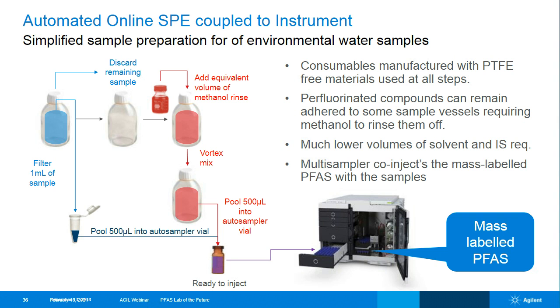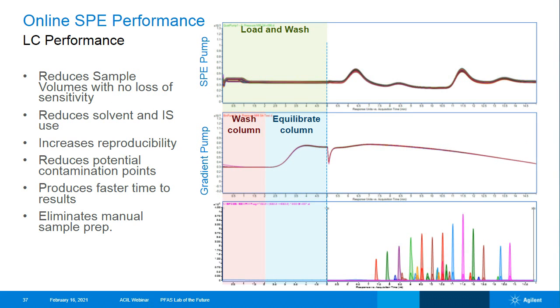And the real benefits of this online SPE are it reduces the sample volume with no loss in sensitivity. It significantly reduces solvent usage in this lab, and it also reduces internal standard use because you have to spike a lot lower volume of sample, while at the same time increasing reproducibility and reducing potential contamination points because there's really no manual sample preparation involved in this at all. So this is a big, again, area of looking into for productivity and streamlining.